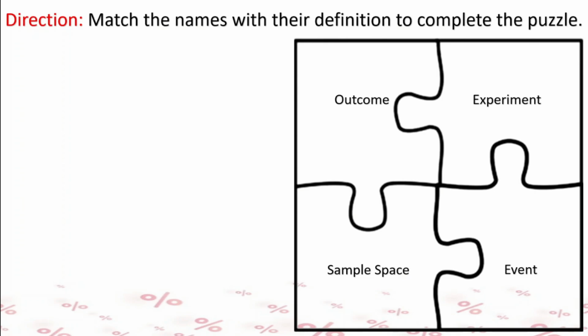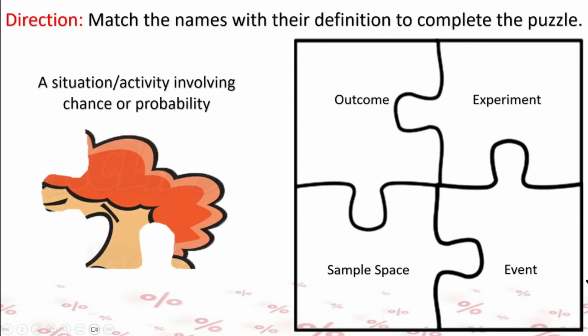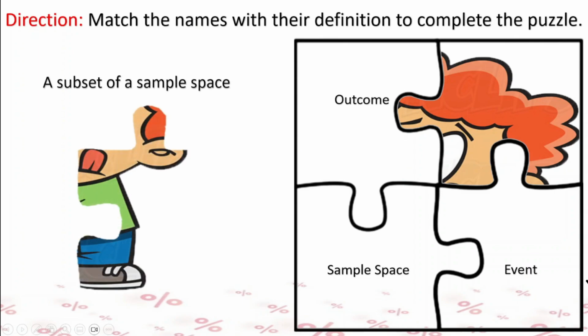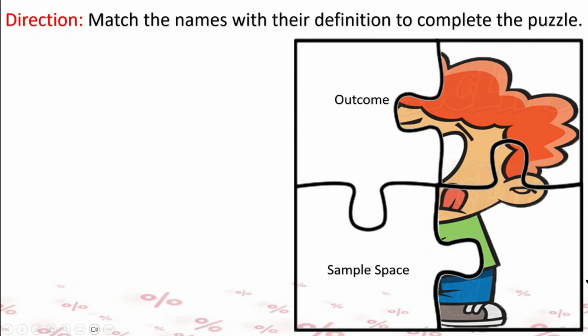I want you to complete this picture by putting in the puzzle pieces using the answers to these pieces. A situation or activity involving chance or probability. So, what do you think that is? If you answered experiment, then you are exactly right. Now, let's have the next one, a subset of a sample space. If you said event, then you are correct.